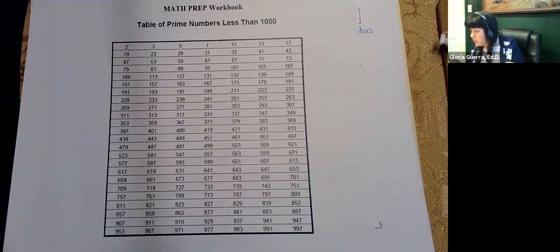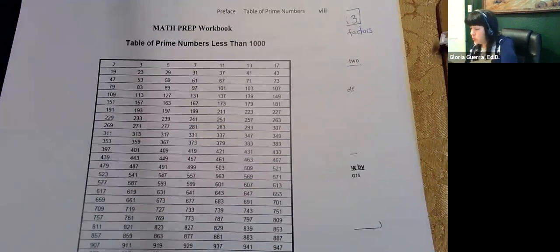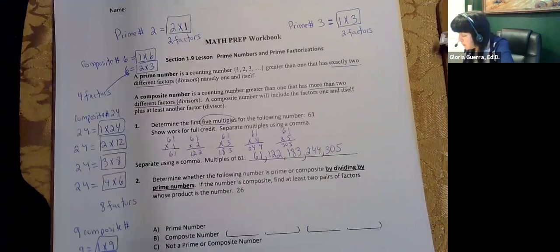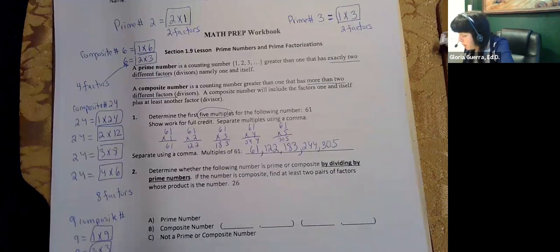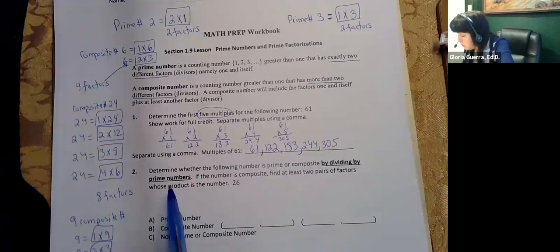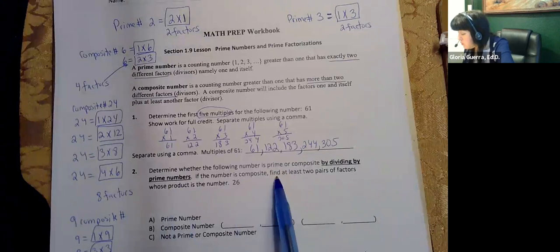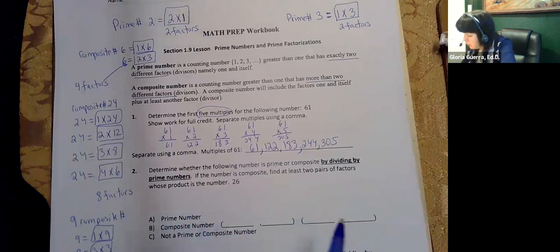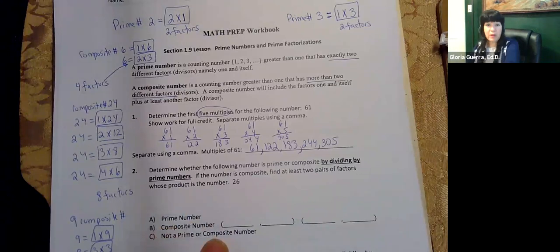Okay. So it says determine whether the following number is prime or composite by dividing by prime numbers. If the number is composite, then you want to find at least two pairs of factors whose product is the number. So see, prime number, composite, or neither.